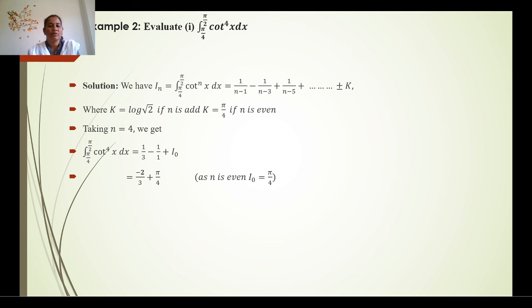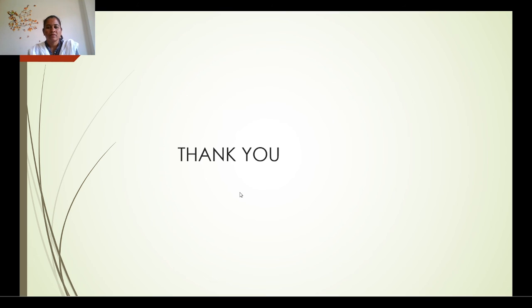For that we have to write down the formula. Wherever we find n in this required formula, put n equal to 4, we get 1 by 3 minus, here 1 divided by n minus 3 is there, 1 divided by 1 plus I naught. So here we already talked about I naught and I1, I naught is pi by 4. Simplifying this, 1 by 3 minus 1 by 1, we get minus 2 by 3 plus pi by 4. So that is the solution.